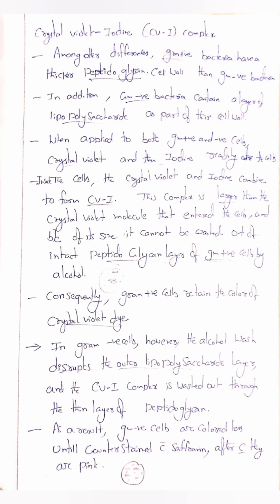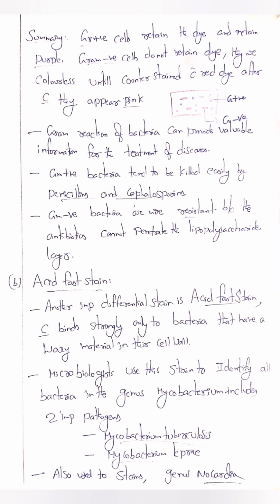In Gram negative cells, however, the alcohol wash disturbs the outer lipopolysaccharide layer and the crystal violet iodine complex is washed off through the thin layer of peptidoglycan. As a result, the Gram negative cells are colorless until counterstained with safranin, after which they are pink. Summary: Gram positive cells retain the dye and remain purple. Gram negative cells do not retain the dye. They are colorless until counterstained with a red colored dye, after which they appear pink.